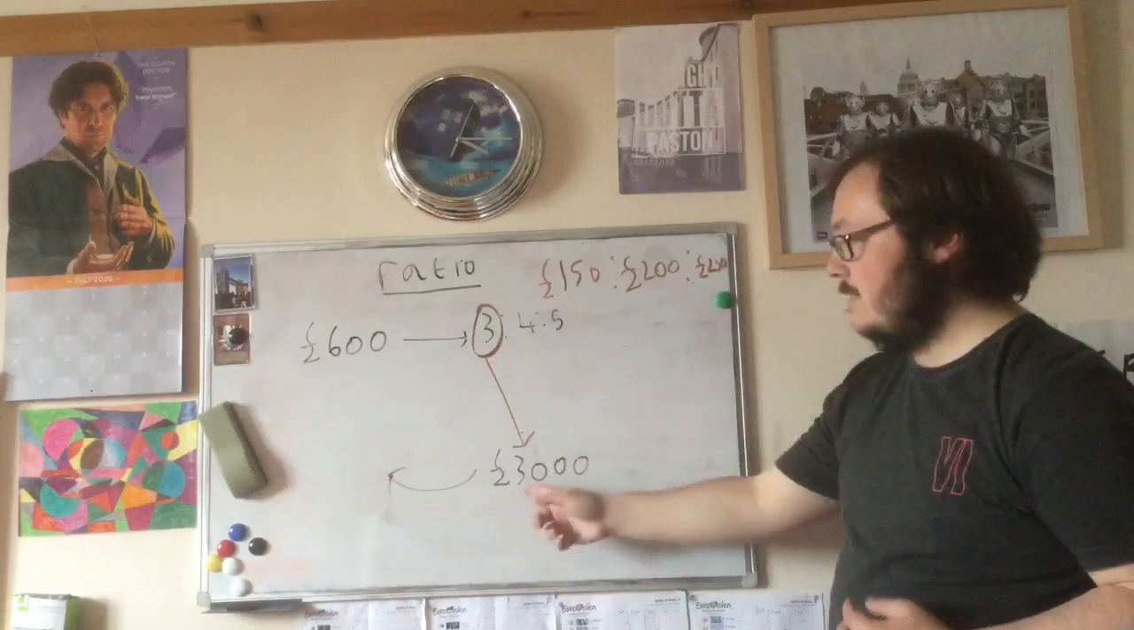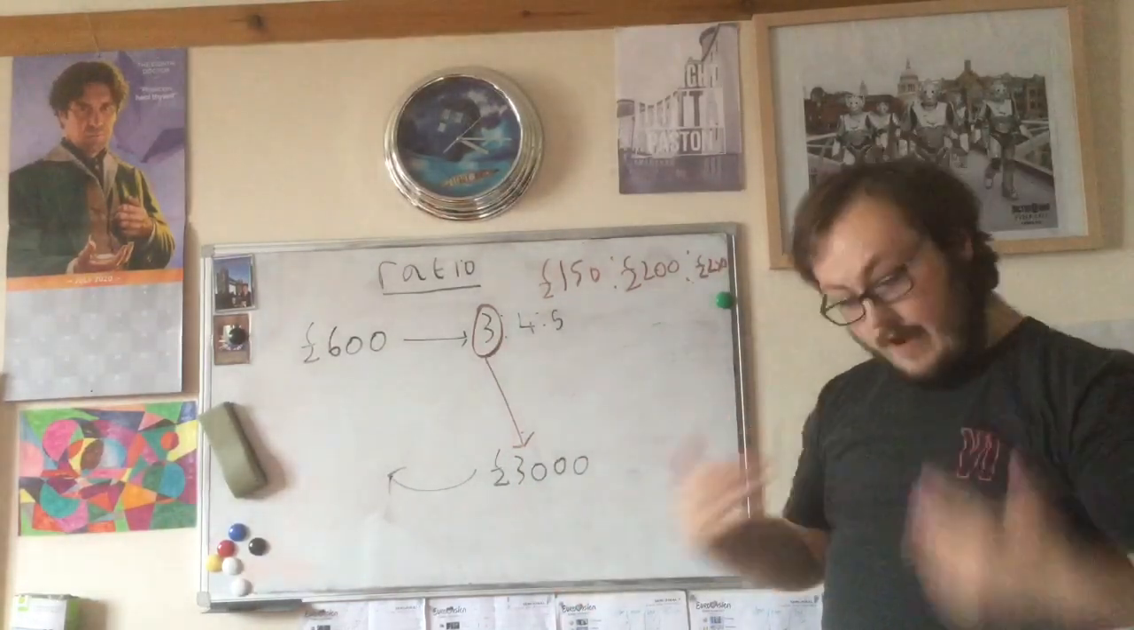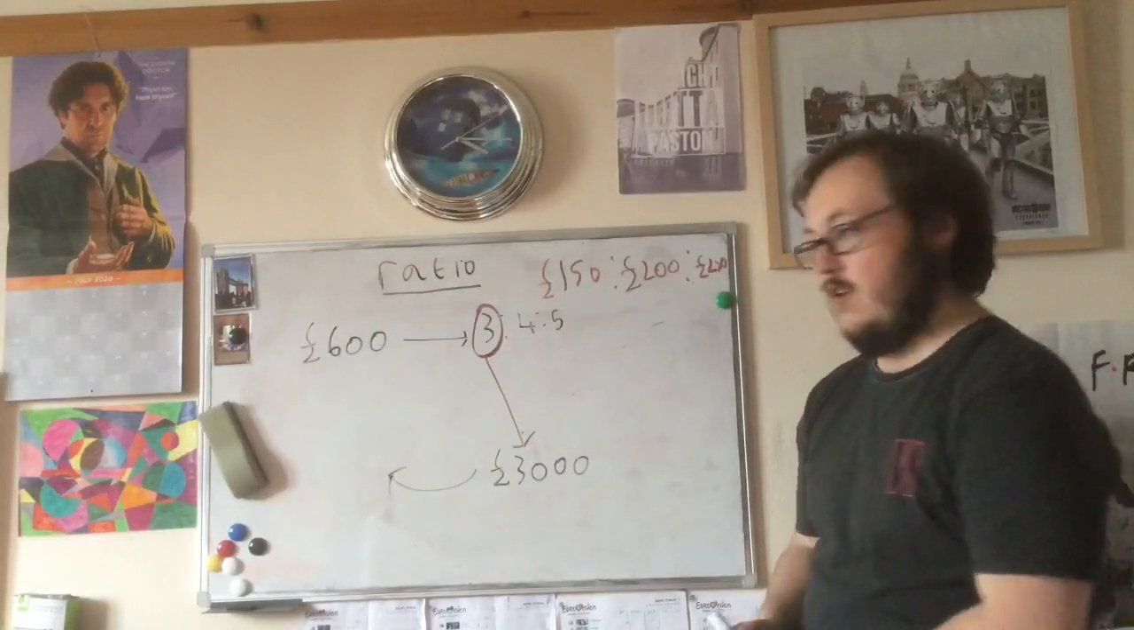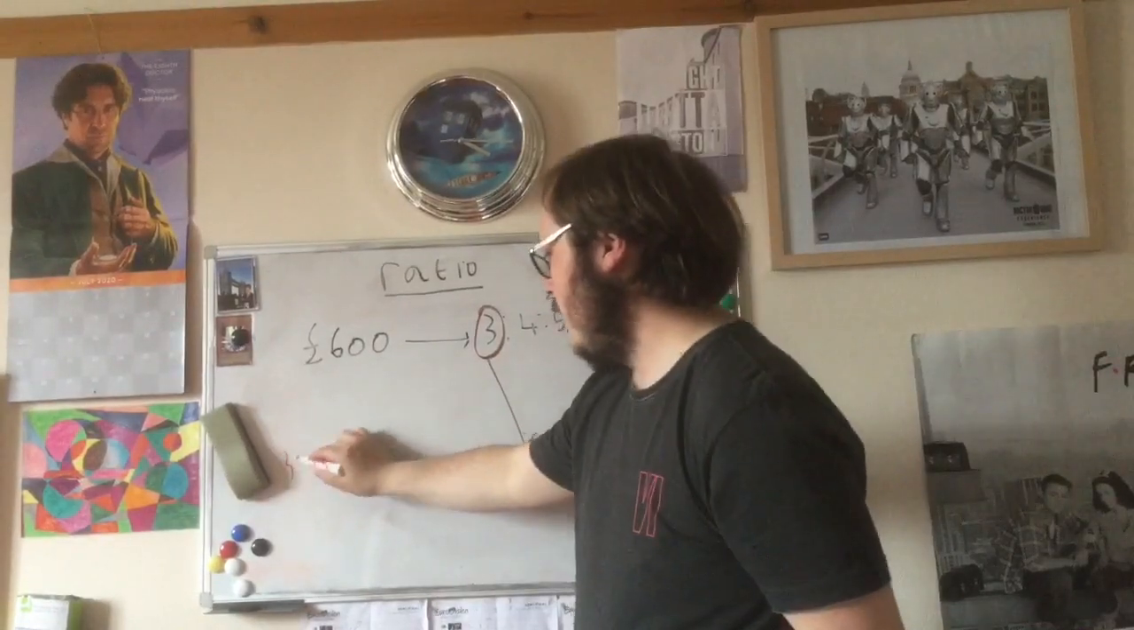Now let's move on to this part. So the 3 represents £3,000. What does the rest of it look like? Sorry, I had a little blip there. Sorry, guys. So it becomes 3,000.